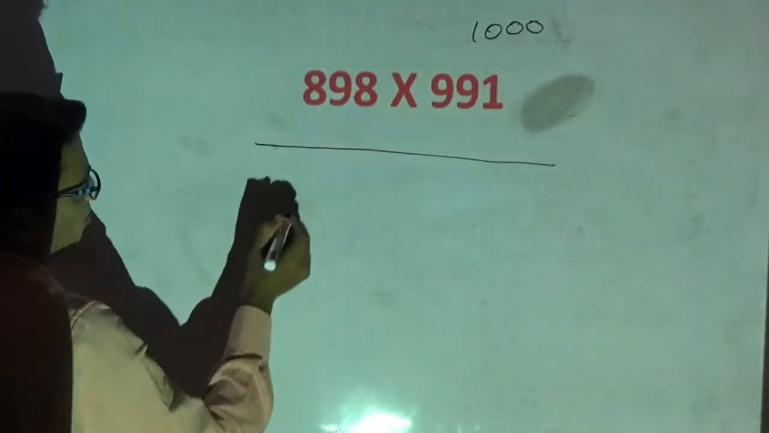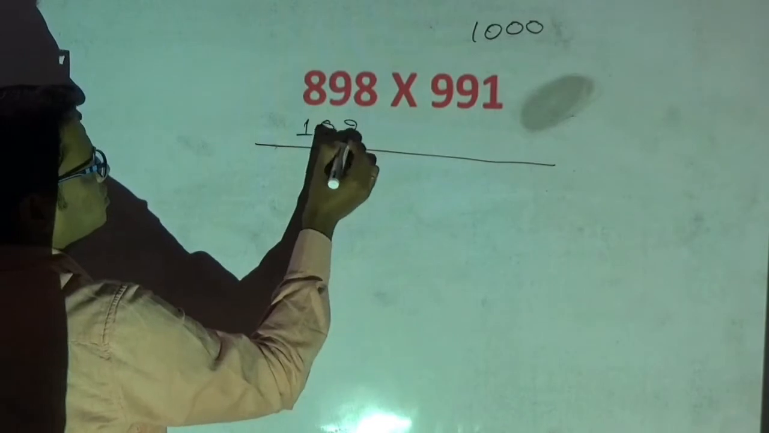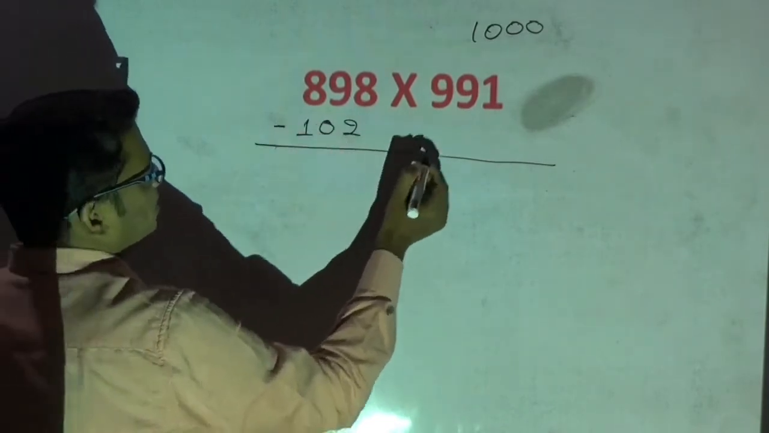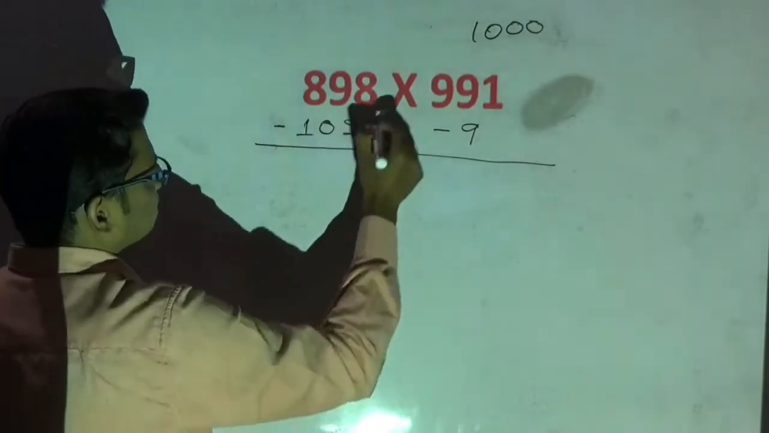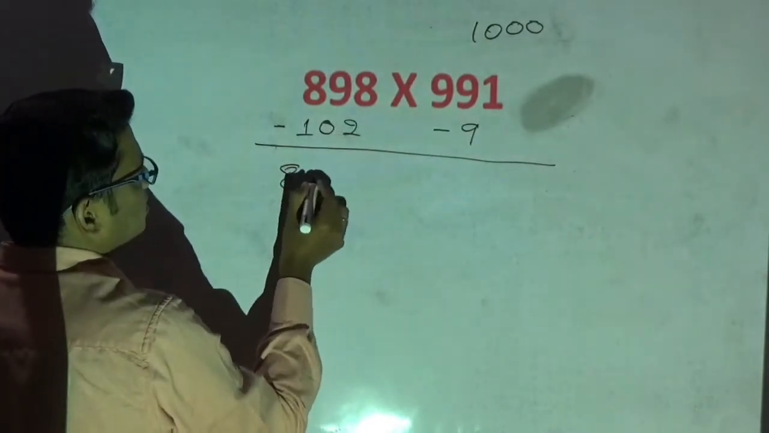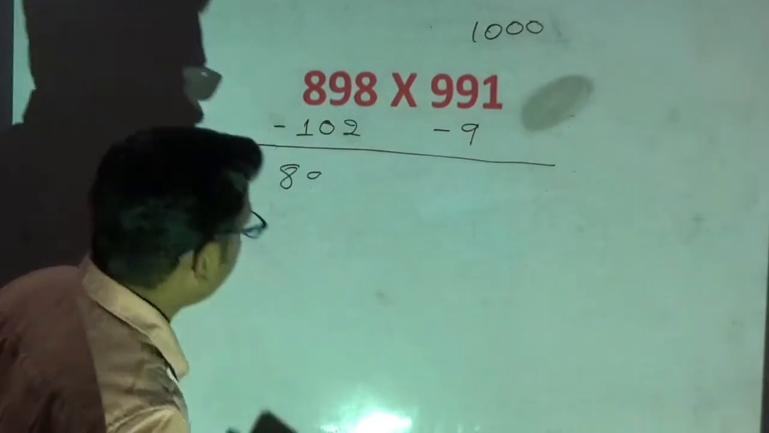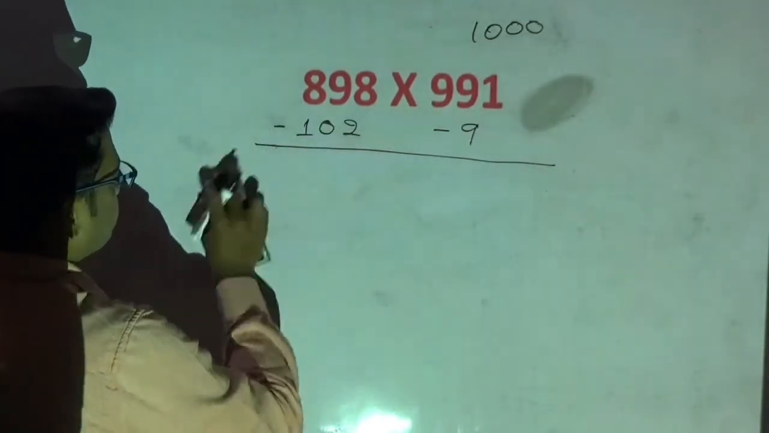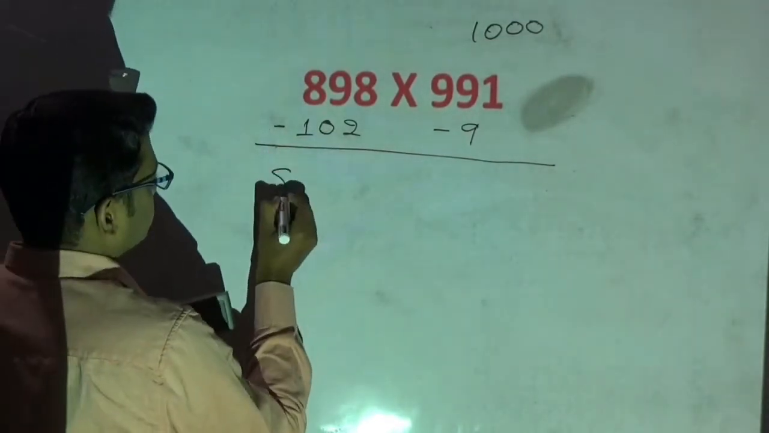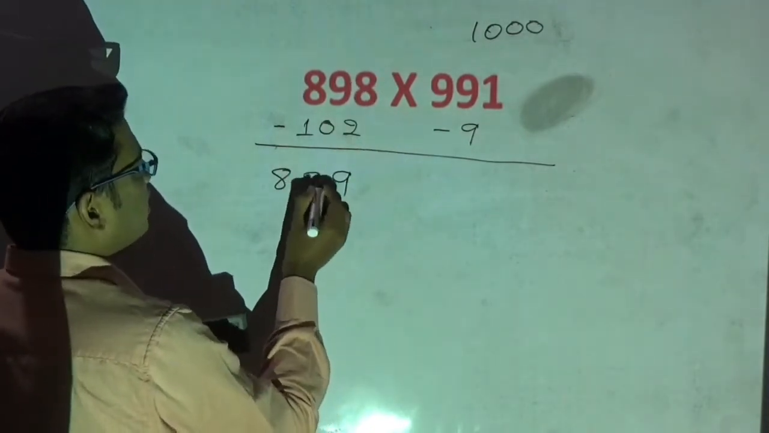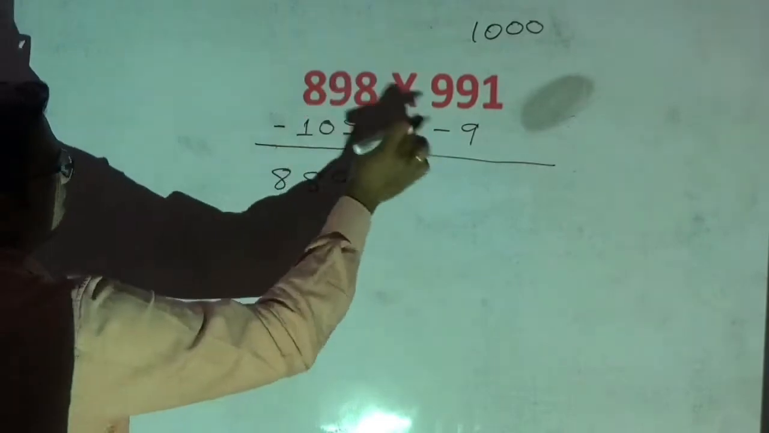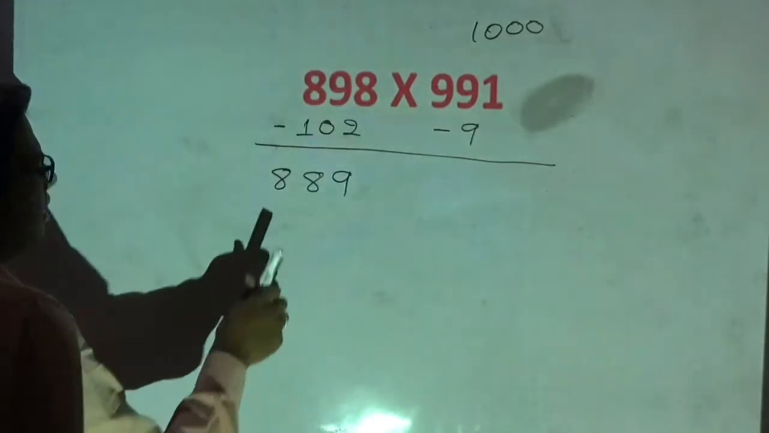This is below by how much? This is 1, this is 0, 2. This is below by 102. This is below by 9. Then you can go for cross subtraction. Okay, like this or like this. This is 8, this is 9. Okay, sorry. Now this is 9 here, 8, 89. If you subtract like this or like this, you can do. So it will be 889.